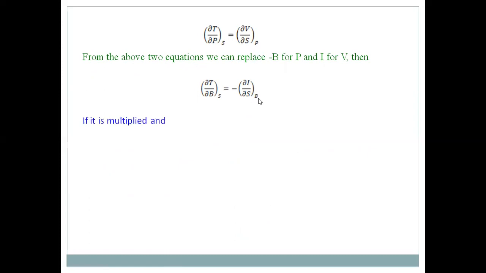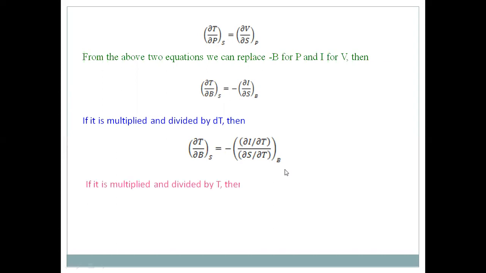Of course, it is multiplied and divided by dT. Then dou T by dou B at S is equal to minus dou I by dou T divided by dou S by dou T at B. Of course, it is multiplied and divided by T. Then dou T by dou B at S is equal to minus T into dou I by dou T divided by T into dou S by dou T at B.